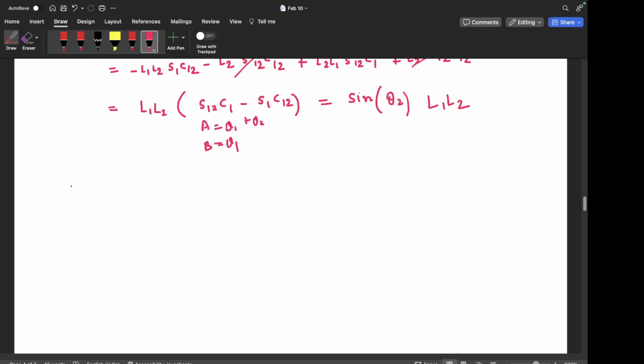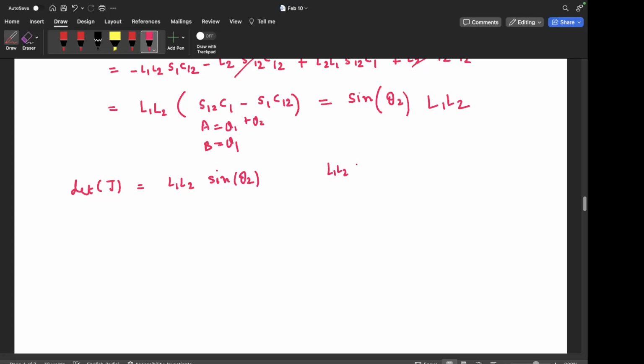So finally we have the determinant of J, which is L1 L2, which are constants, and sine of theta 2. So it has a dependence on only the second joint angle, not the first joint angle. Interesting. So when will this be 0?